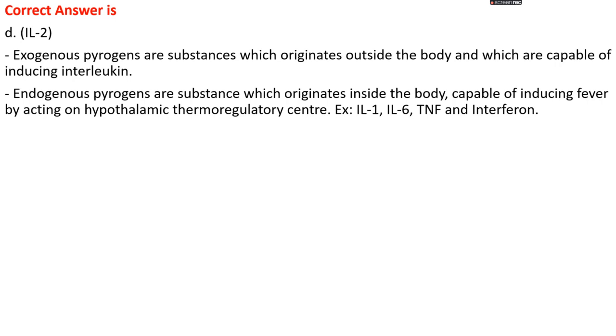Exogenous pyrogens are substances which originate outside the body and are capable of inducing interleukin, while endogenous pyrogens are substances which originate inside the body and are capable of inducing a fever by acting on the hypothalamic thermoregulatory center. Examples of endogenous pyrogens include interleukin 1, interleukin 6, tumor necrosis factor, and interferon.